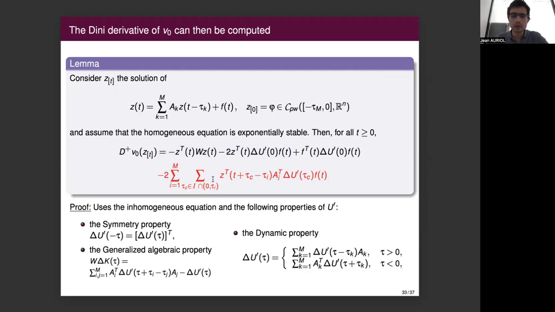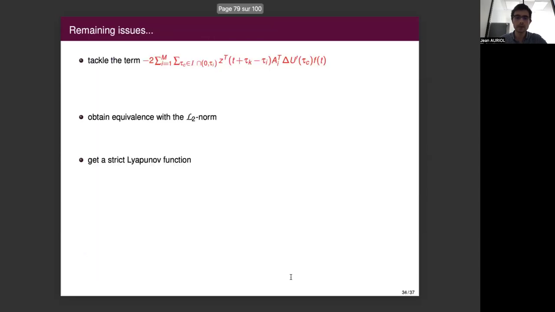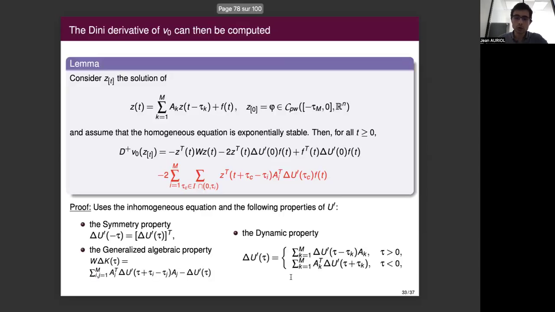Okay, so the proof is technical. I'm not going to give it, but it relies on some nice properties satisfied by the matrix delta U prime that you can show, and they are given in the paper by Rocha Campos, Mondié and Di Loreto. Then, how can you deal with the extra terms?